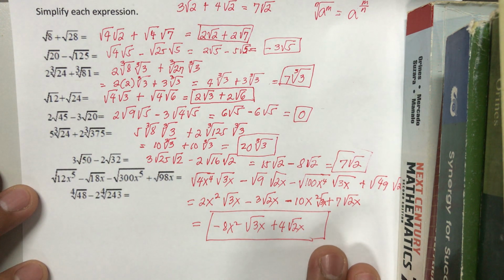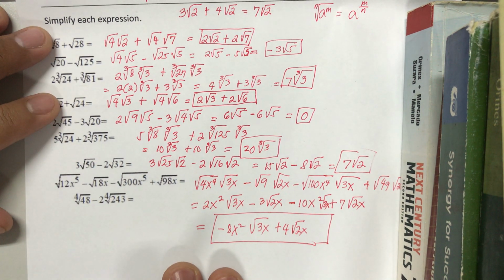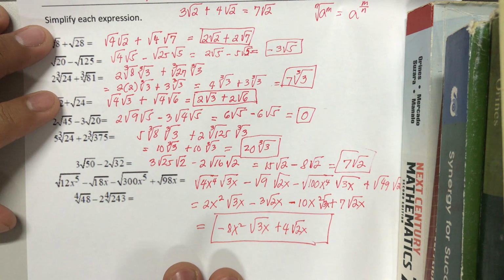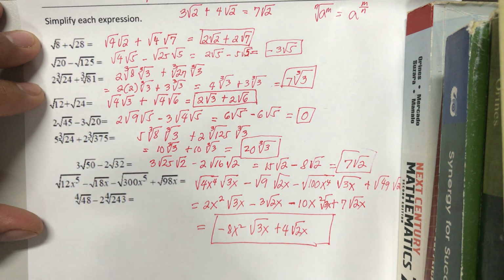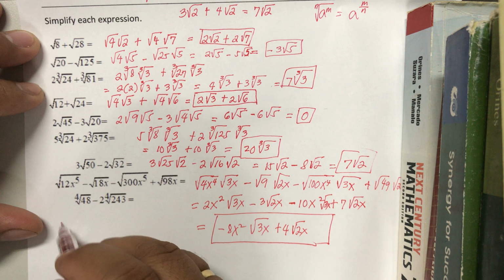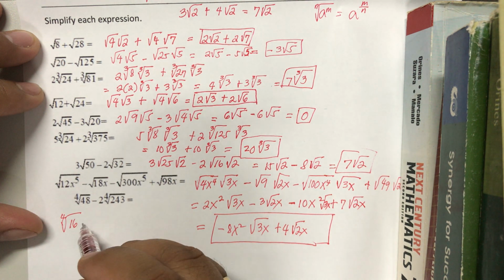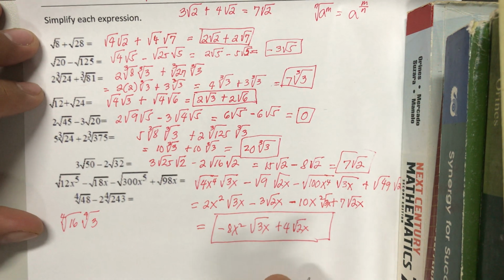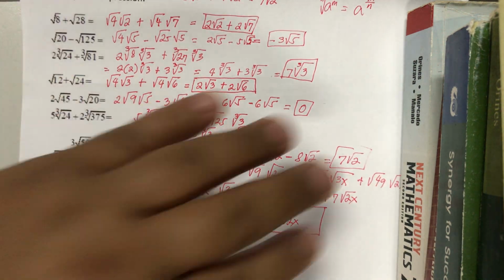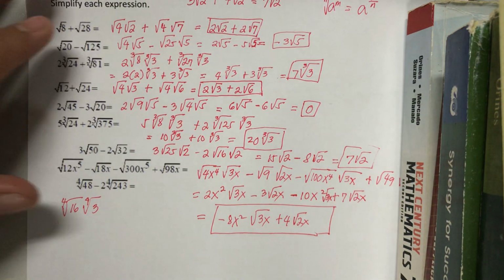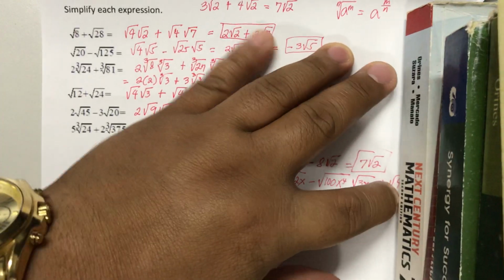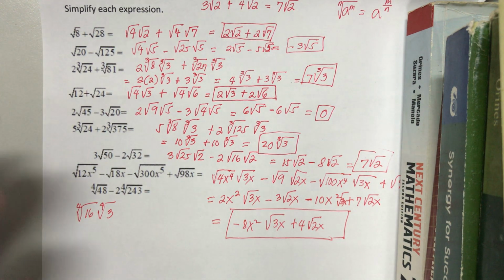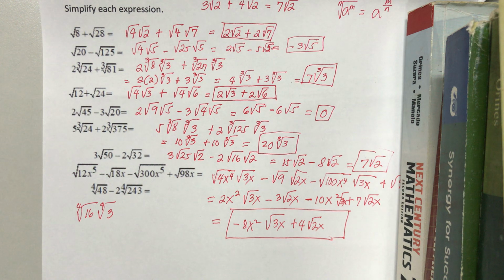The fourth root of 48 minus 2 times the fourth root of 243. So this will be the fourth root of 16 times the fourth root of 3. 16 and 3 when multiplied will give you 48. Apart from that, 16 is a product when you multiply 2 by itself 4 times.